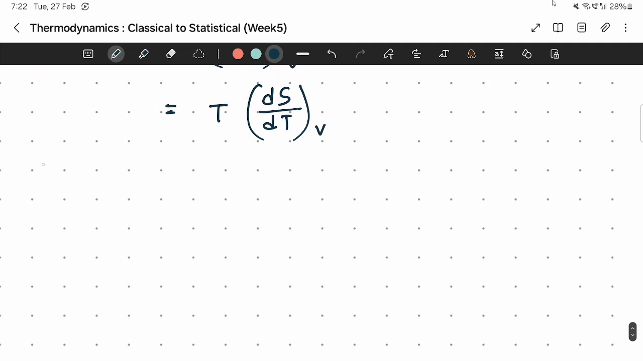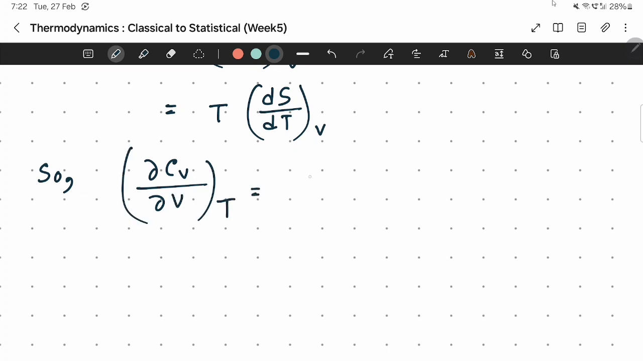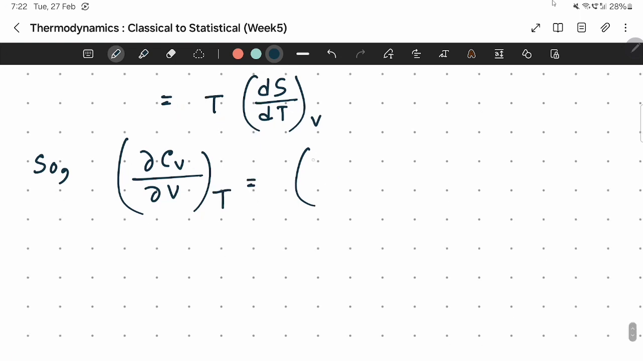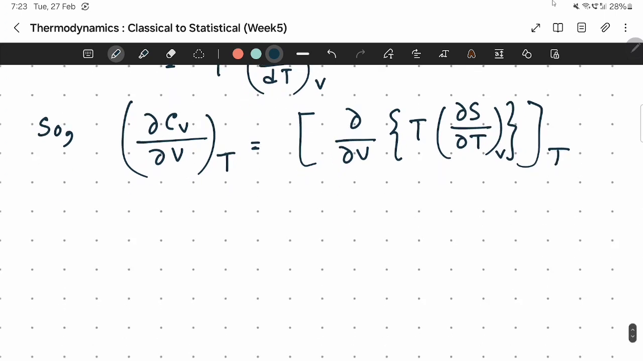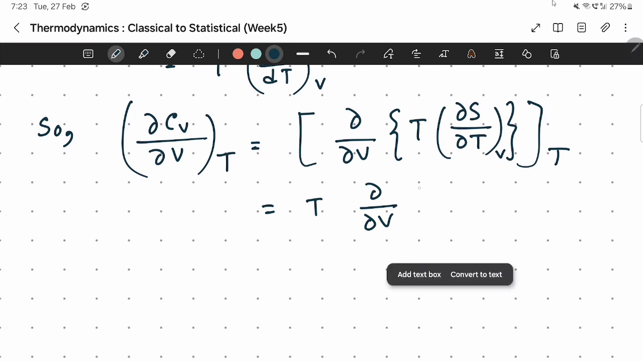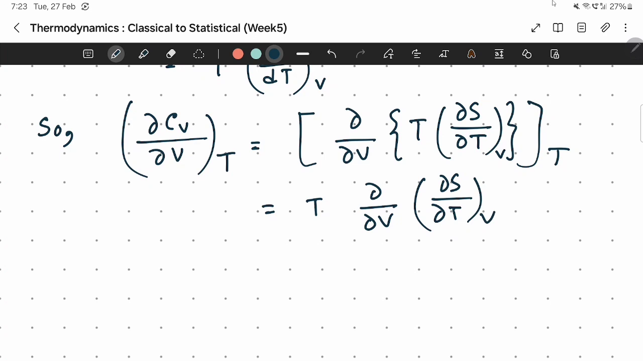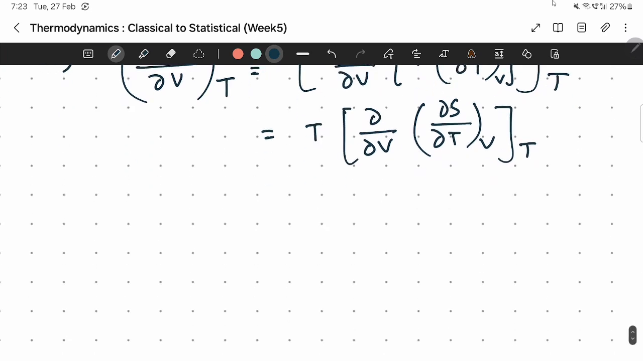So now, what they have asked is del CV by del V at constant temperature. Let me do it explicitly. That means del by del V of T into del S by del T at constant temperature. Here temperature is constant, so we can keep it out. So T into del by del V of del S by del T at constant V. Okay. So now we know the Maxwell equations.